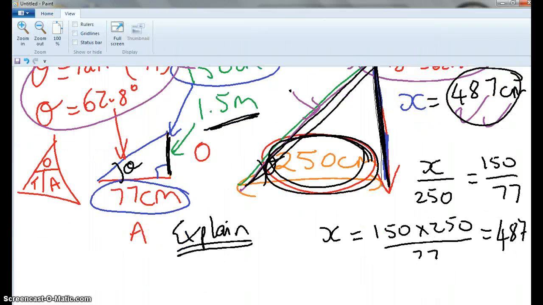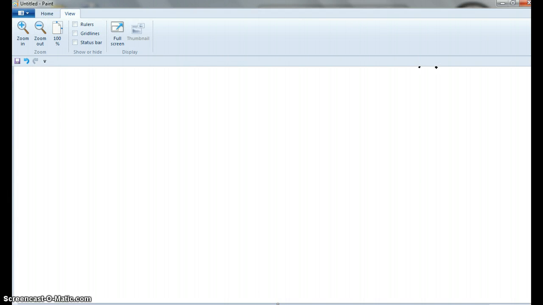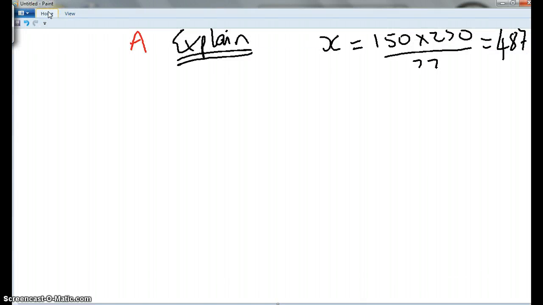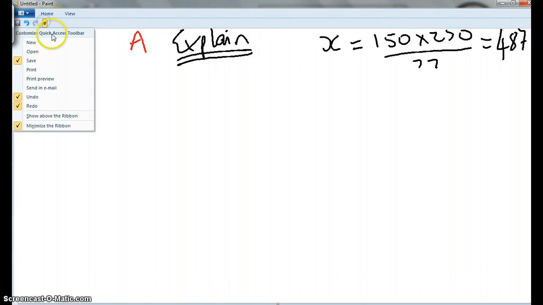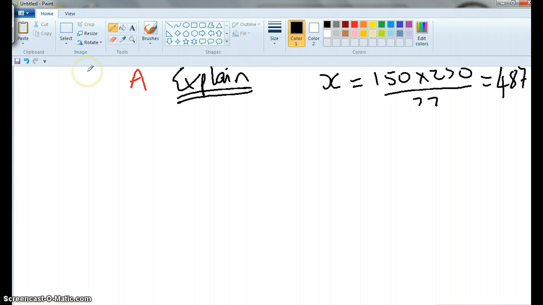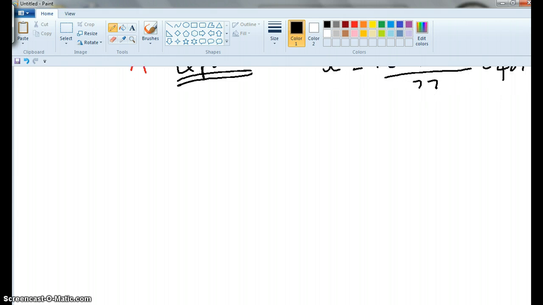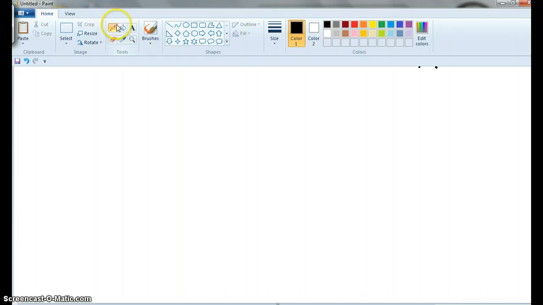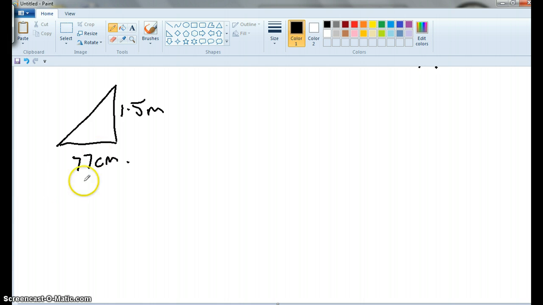So how should we actually write that? Okay, right, there we go. Now, so that first thing we had where we had a diagram, and this was 1.5 metres, and this was 77 centimetres. Okay. And I'm going to call that figure A.